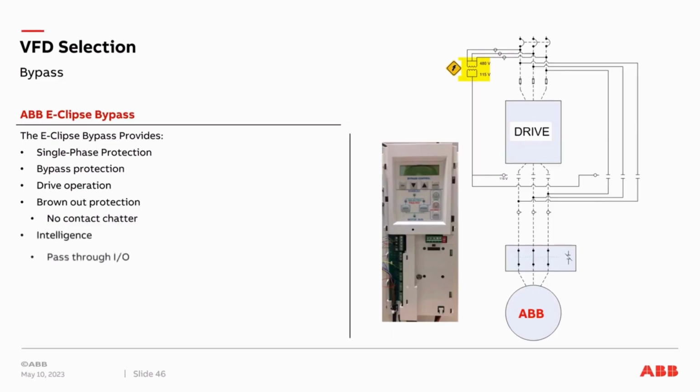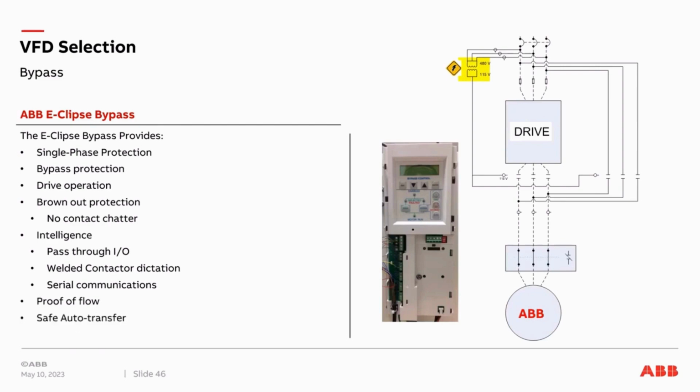It has intelligence, so it has pass-through I/O. So what's pass-through I/O? The drive and the bypass have this ability: if you have a communication system, and let's say you're not using a digital input or an analog input, you can send information to those inputs and pass it up through your building management system. That's what pass-through I/O is. It has welded contactor detection and serial communications built right into the bypass. So if the drive fails in bypass mode, you can still communicate with your system. And proof of flow: it can tell you in bypass mode if the motor is actually spinning.